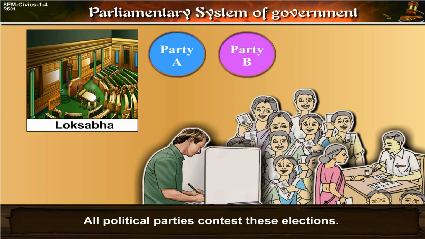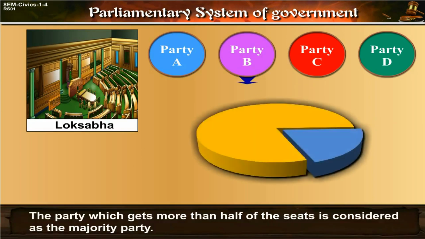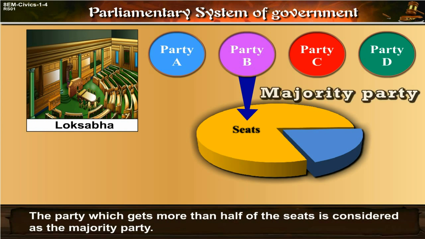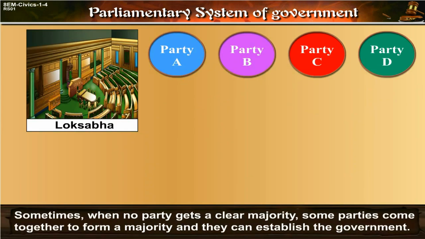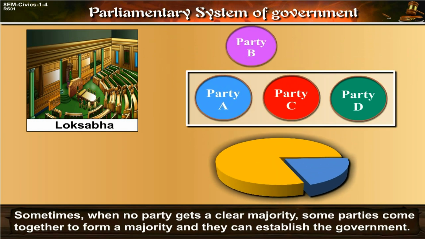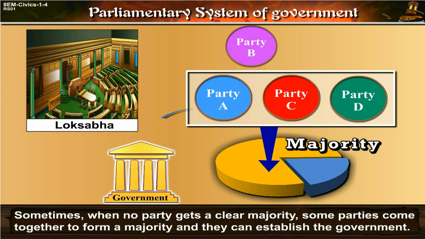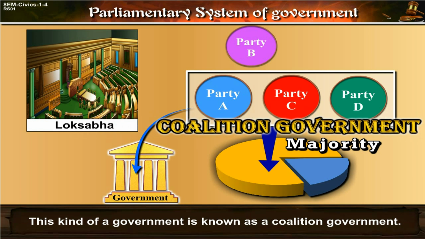All political parties contest these elections. The party which gets more than half of the seats is considered as the majority party. The majority party forms the government. Sometimes, when no party gets a clear majority, some parties come together to form a majority and they can establish the government. This kind of a government is known as a coalition government.